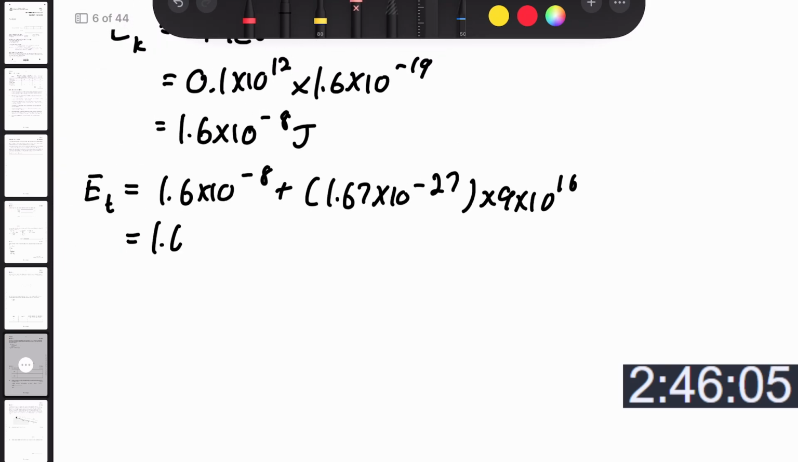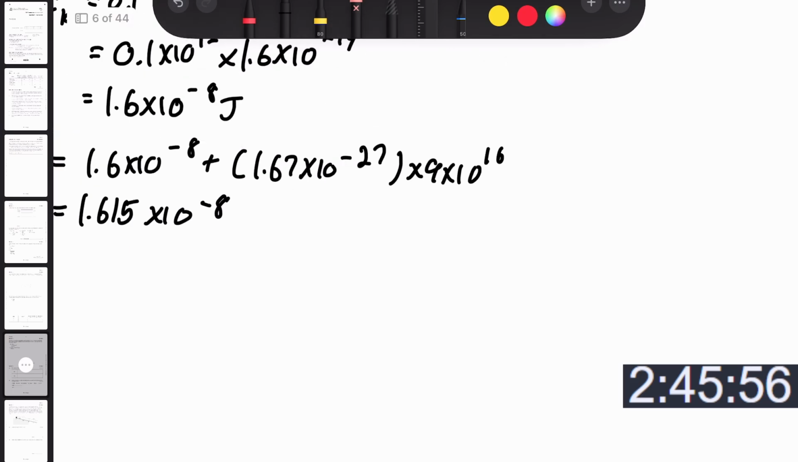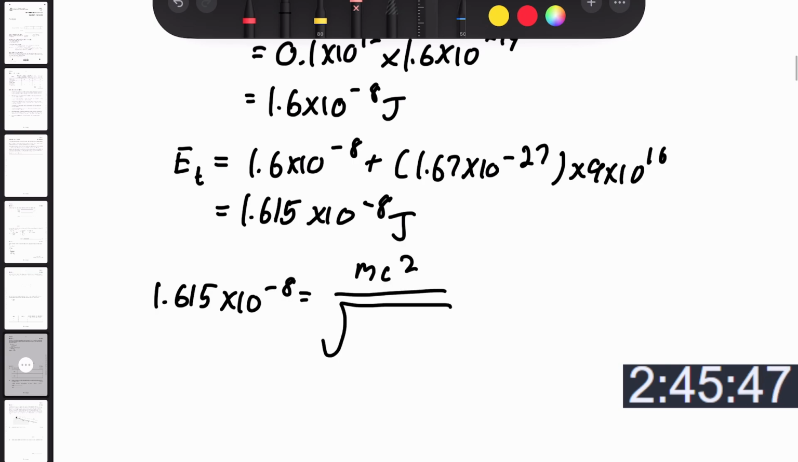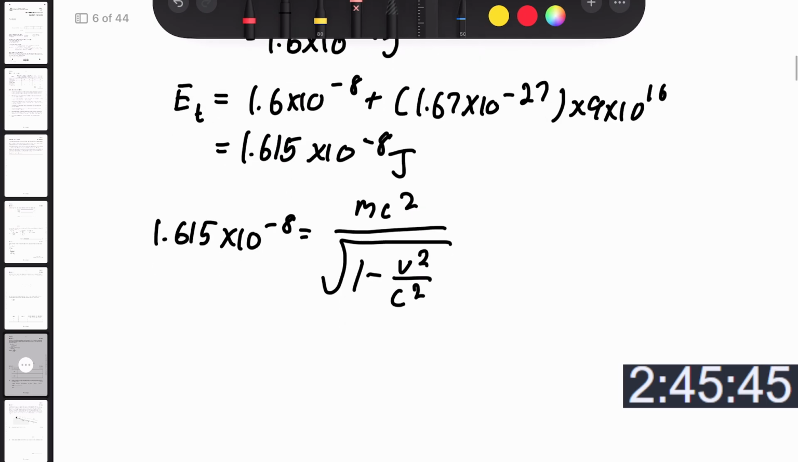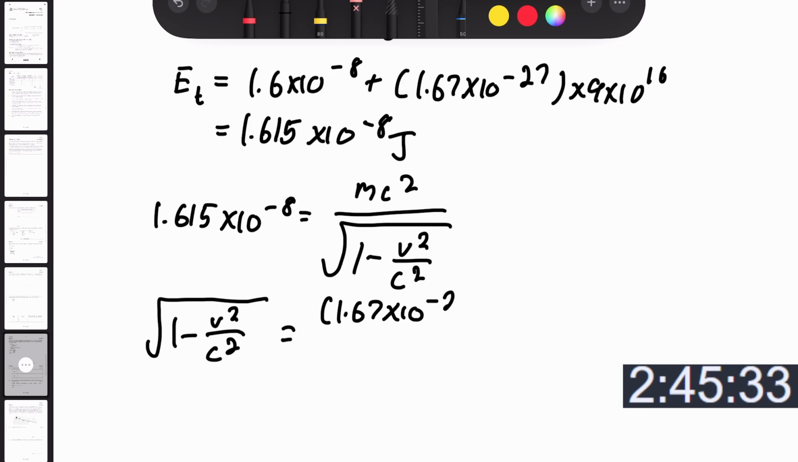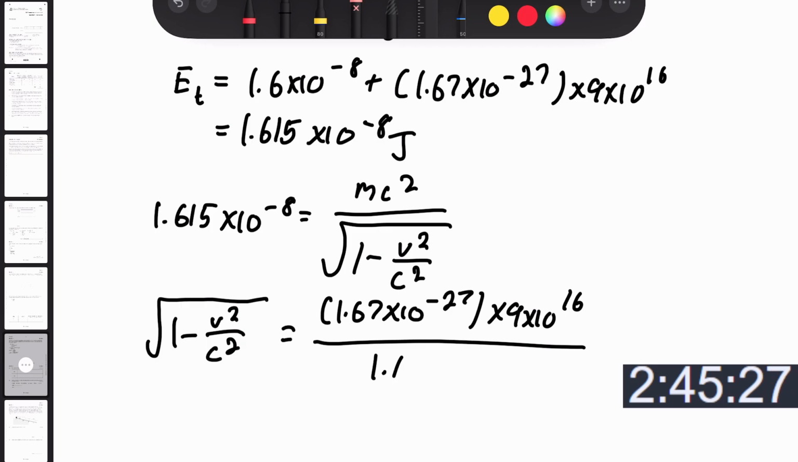So 1.615 times 10 to the negative 8 joules. So then mc squared over the square root of 1 minus v squared over c squared. So the square root of 1 minus v squared over c squared is 1.67 times 10 to the negative 27 times 9 times 10 to the 16 over 1.615 times 10 to the negative 8.